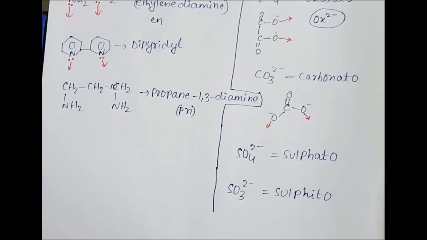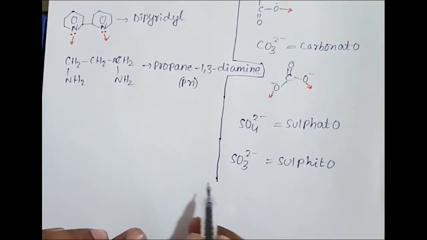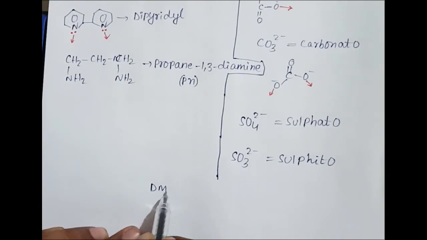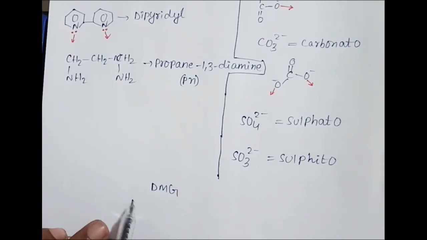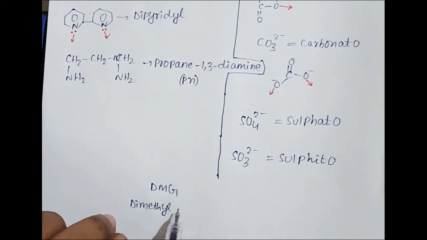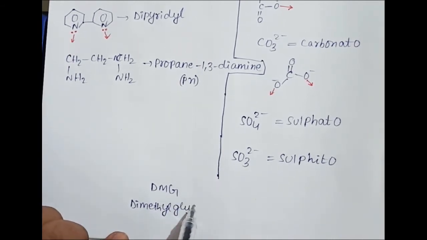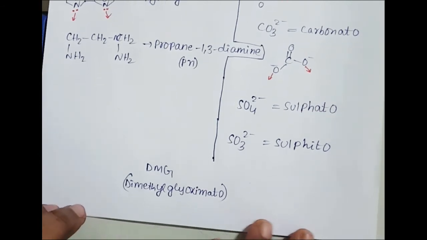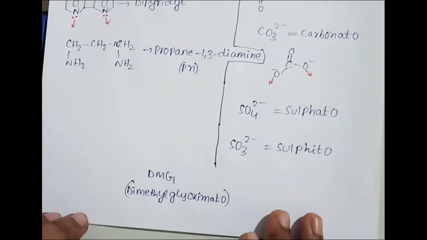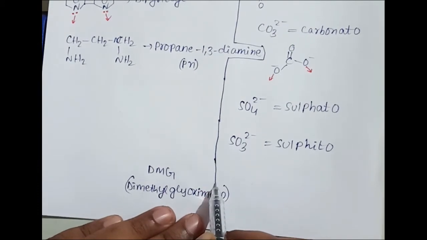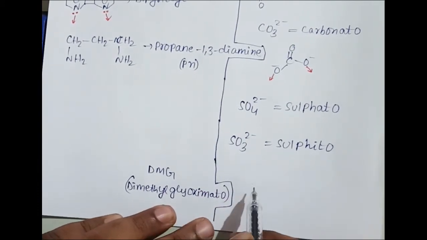Now the last example here, a very famous one, DMG, which people call dimethylglyoxime. In the IUPAC name for the anion, we end with O, that's why we call it dimethylglyoximato. What is the structure of dimethylglyoximato? Let us see. This is a very important one. It was asked once as an IIT question also.